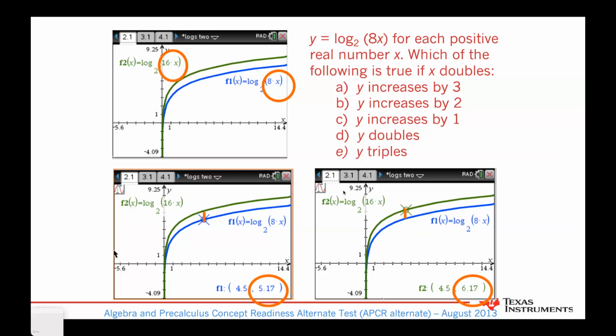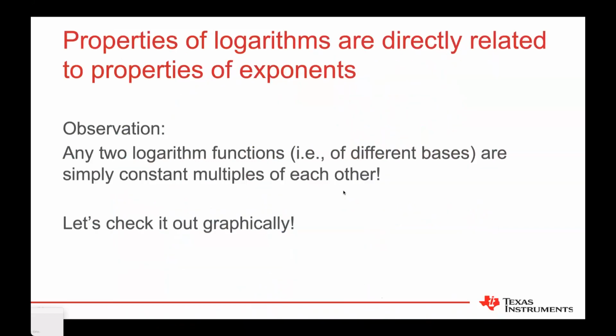But is it true that the log base 2 of 8x is exactly 1 less than the log base 2 of 16x for all x? Interesting. There's a property of logarithms that's really apparent here. In fact, here's an observation that might be surprising. Did you know that any two logarithmic functions, doesn't matter what base they are, are simply constant multiples of each other? Let's check that out graphically.